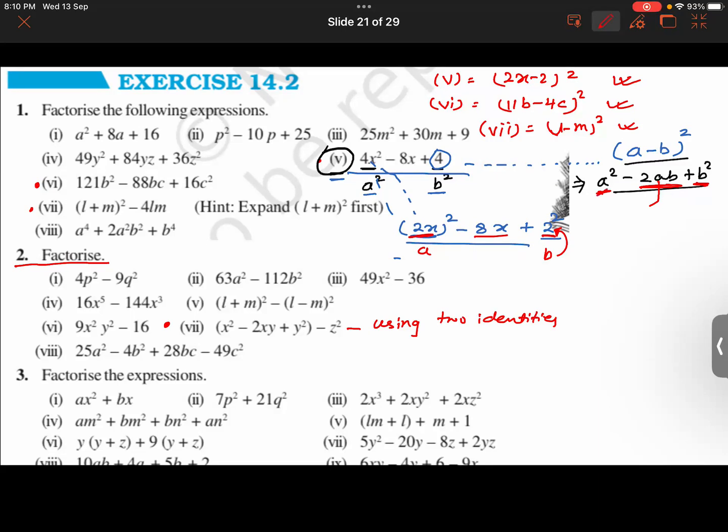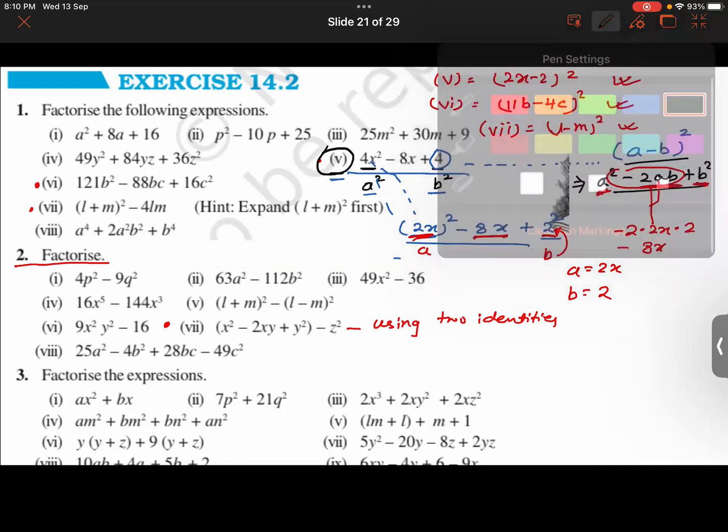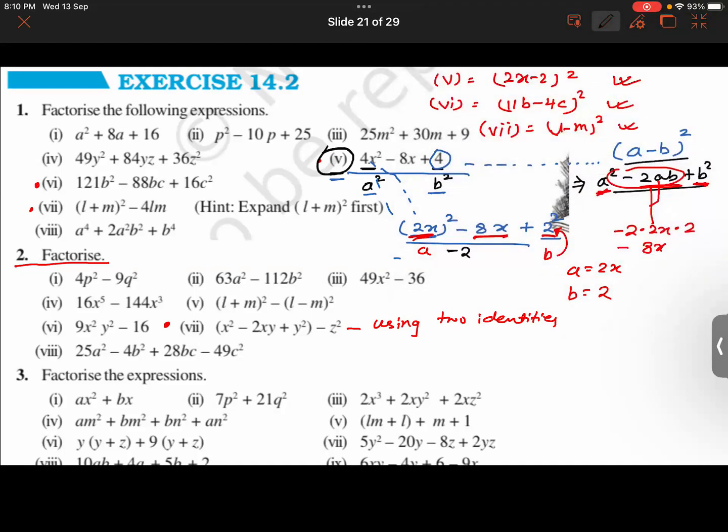Look here, आपने a square की form लिख दी, that is 2x square. b square आपने लिख दिया, 2 square. Now minus 2ab. Now a आपको क्या मिला है? 2x मिला है. B you have got it as 2, right? So minus 2 into A, that is 2x, and B, that is 2. So that gives you 2 into 2, 4, 4 into 2, 8. That gives you minus 8x. So guys, आप इसे expand करके लिख सकते हैं minus 2 into 2x into 2, right? So shall I tell the answer to the seventh one?